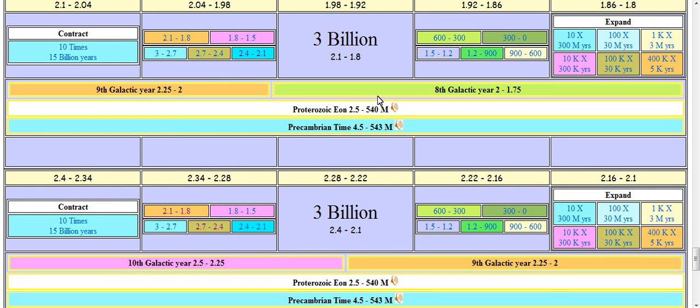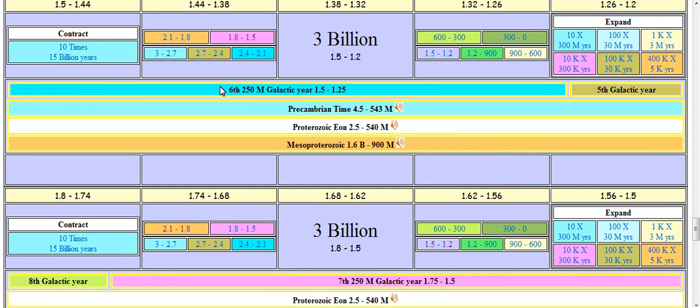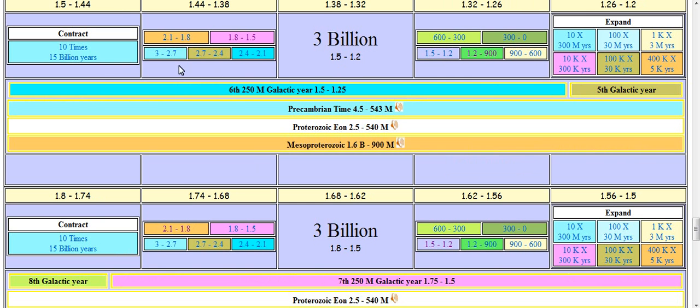9th galactic year turns into the 8th galactic year, and then 8th galactic year, and I'll color code it right later. This is just a prototype. Turns into the 7th galactic year, which is 250 million years, because a galactic year is about 1.75 to 1.5. Yeah, so Proterozoic Eon is the same time as the Precambrian time. So we can move forward in time. 6th galactic year and forward. So that's the 3 billion year page.